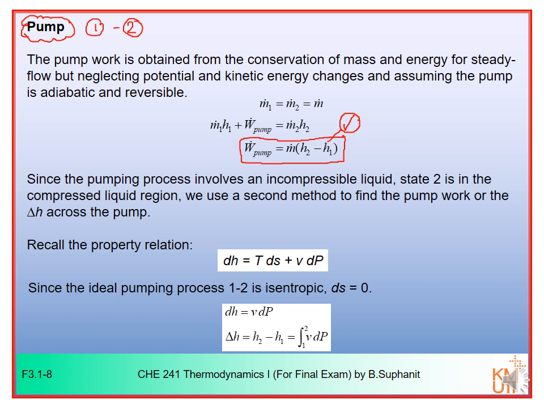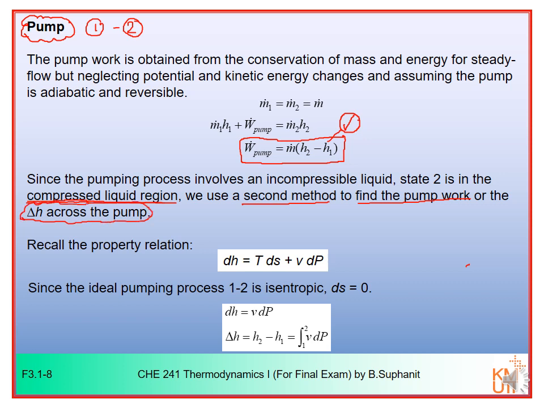And at point number 2, it would be in the compressed liquid region. So if you want to determine the enthalpy, you normally need the compressed liquid table or the subcool table, which is normally unavailable. Now in this case, we will use a second method to find the pump work instead of calculating from the enthalpy change across the pump.